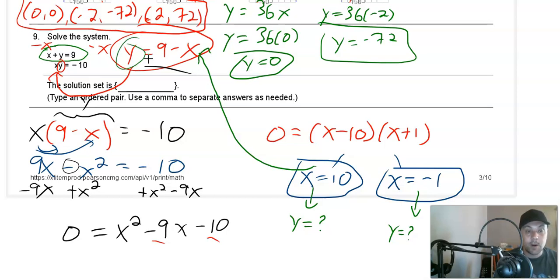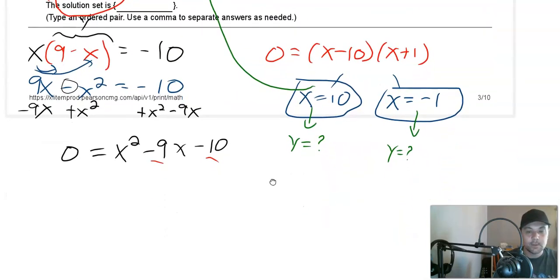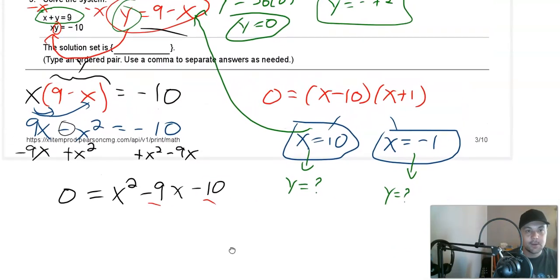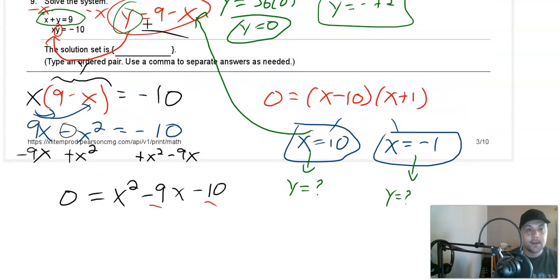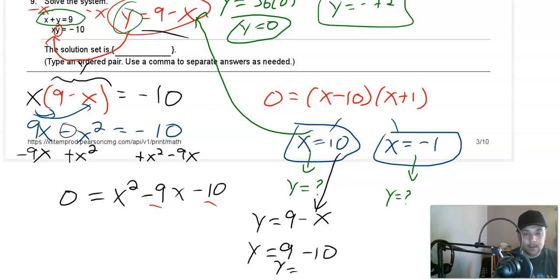I see the perfect spot right here to plug them in. This one's already solved for y, so let's plug it into this equation. Right? And so I'm running out of room here. I guess I'll just scroll down a little bit more. So we'll do that down here. I wanted to be able to see the equation, so I'll do it down here. Okay. So y equals 9 minus x. I'll plug in 10 for x. So we get y equals 9 minus 10, which is negative 1. And so we get the pair of 10 comma negative 1.